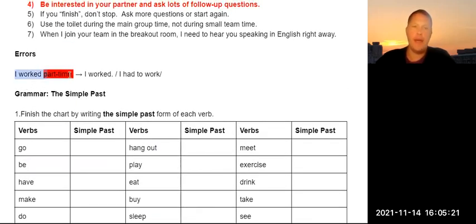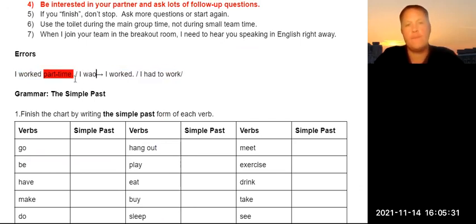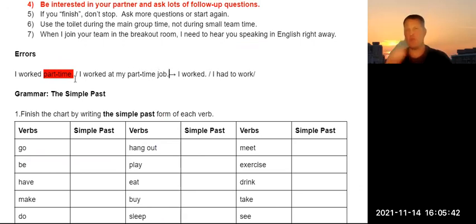And here's an error that I hear a lot or see in writing a lot. I worked part-time, or I worked at my part-time job. There's really no need normally to say that your job is part-time or full-time. You just say, I had to go to work. I worked. I had to work.